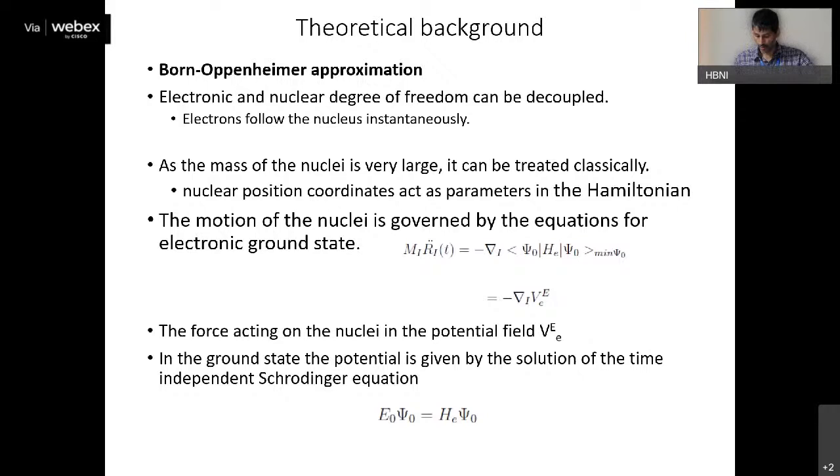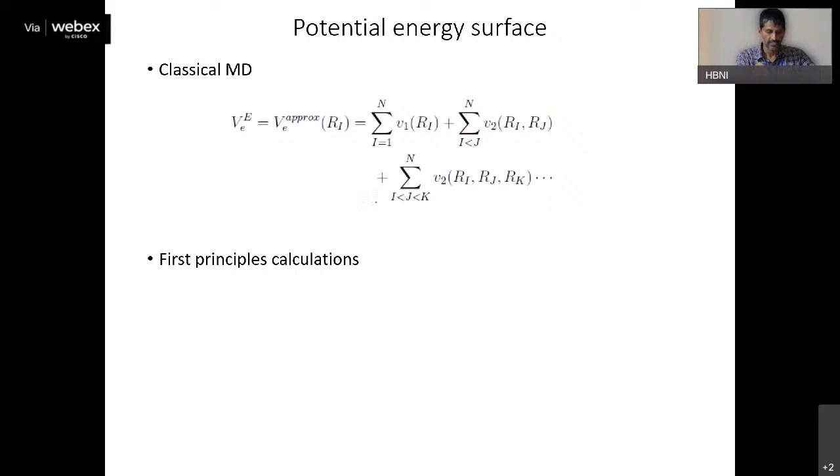But how to do that? I already mentioned this is the classical field. In the classical case, this field is approximated by several fields, and then one does the calculation. So today we are interested in doing a simulation using quantum mechanics and solving those Schrödinger equations.